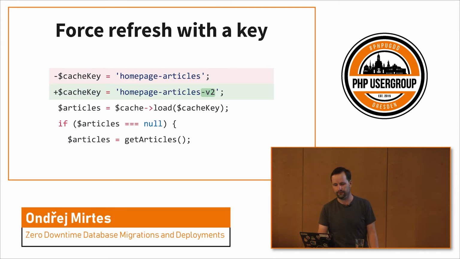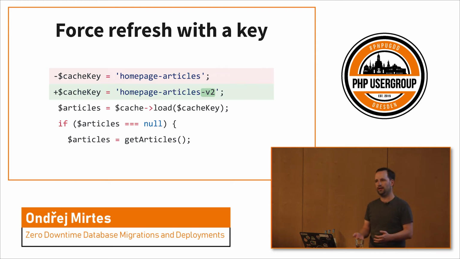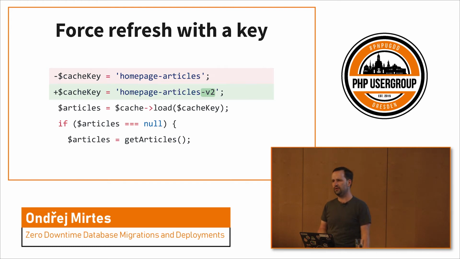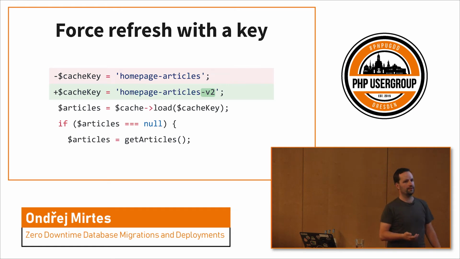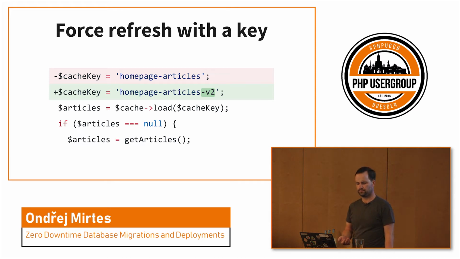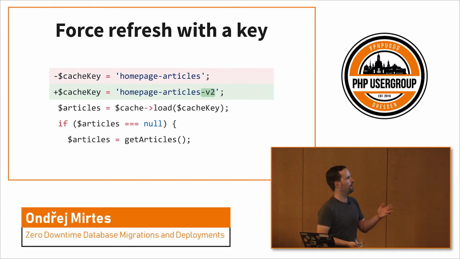So if you know that something changed in the application, and you will have to clear a cache with the new deployment, you can just force it in your source code. You can change the cache key under which the cached value is stored, and it will be automatically empty on the new deployment. So this is a really easy approach to do this.